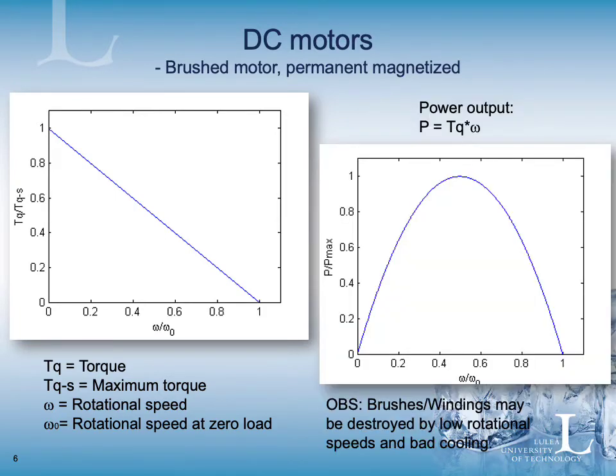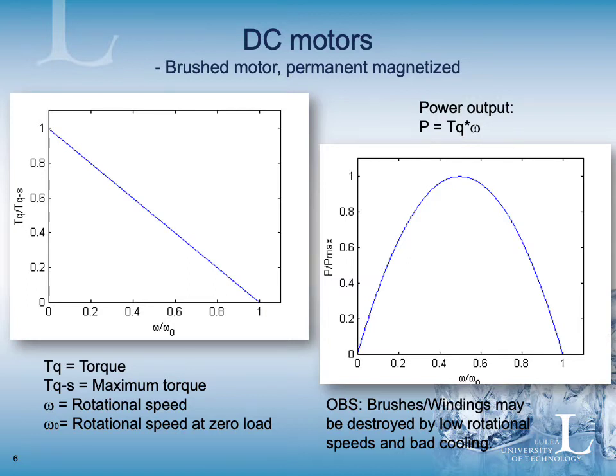If you look at the power output, obviously the power output is 0 when the rotation speed is 0, because the power output is torque times rotational speed. This means that the maximum power is at 50% of the maximum rotational speed.